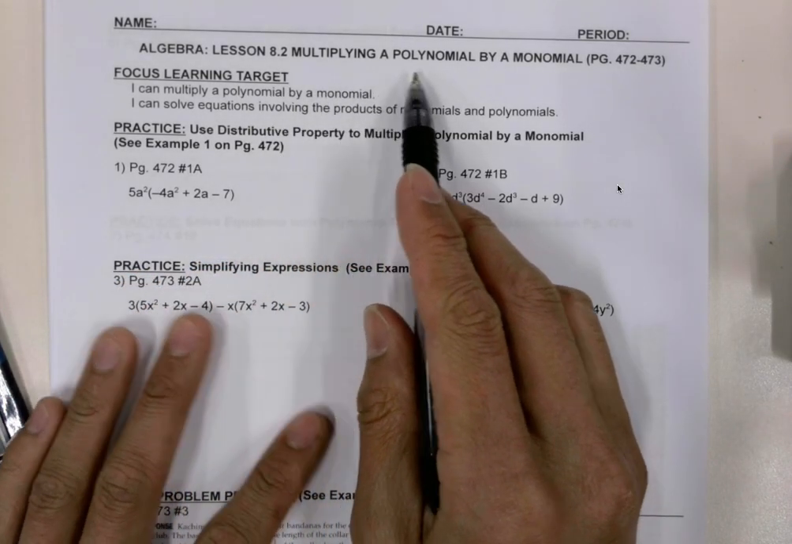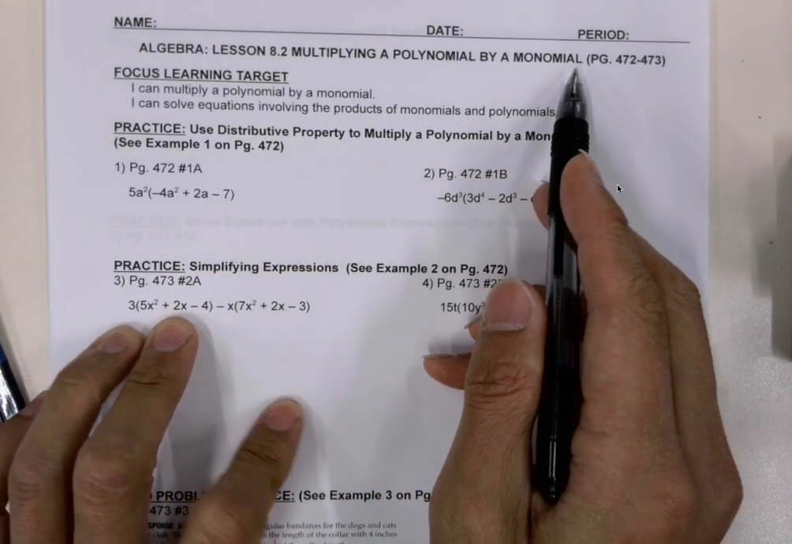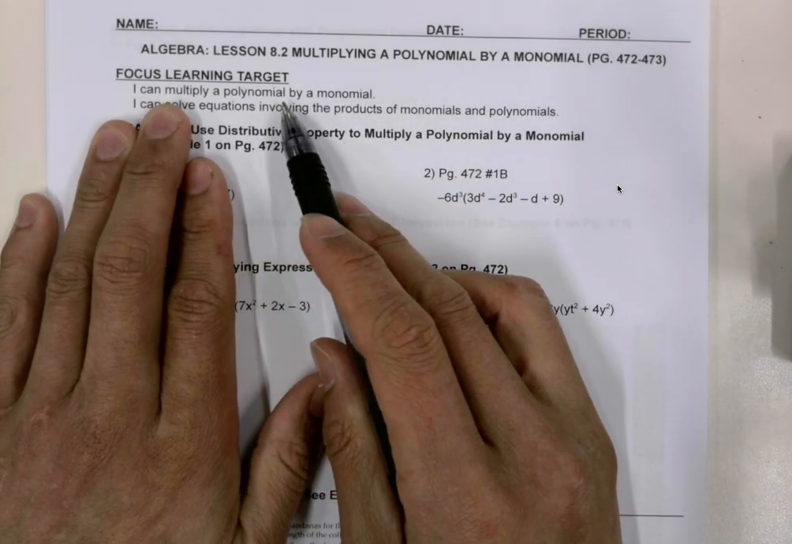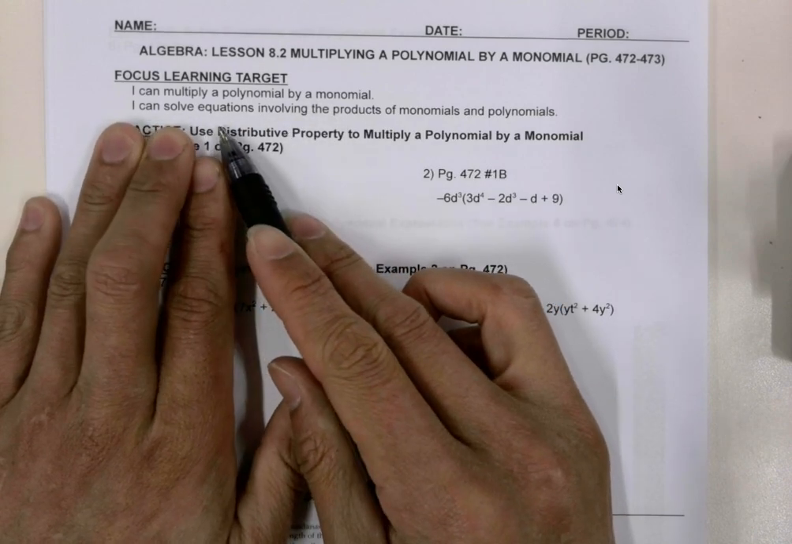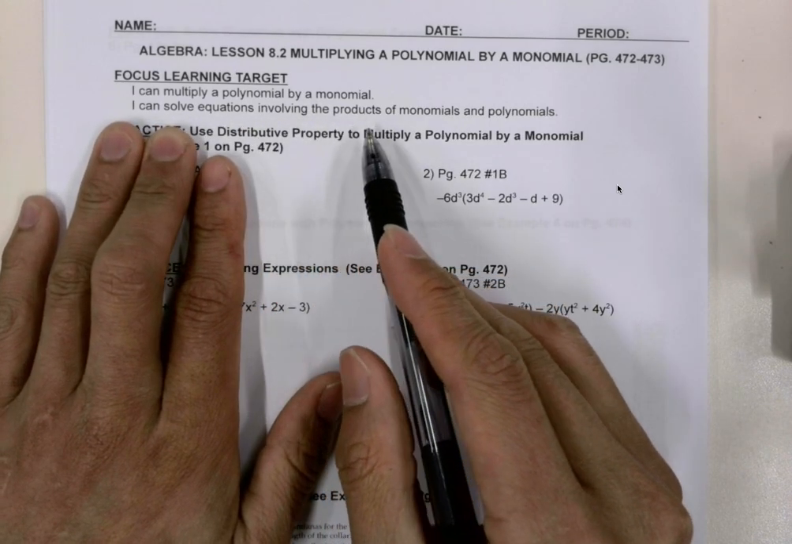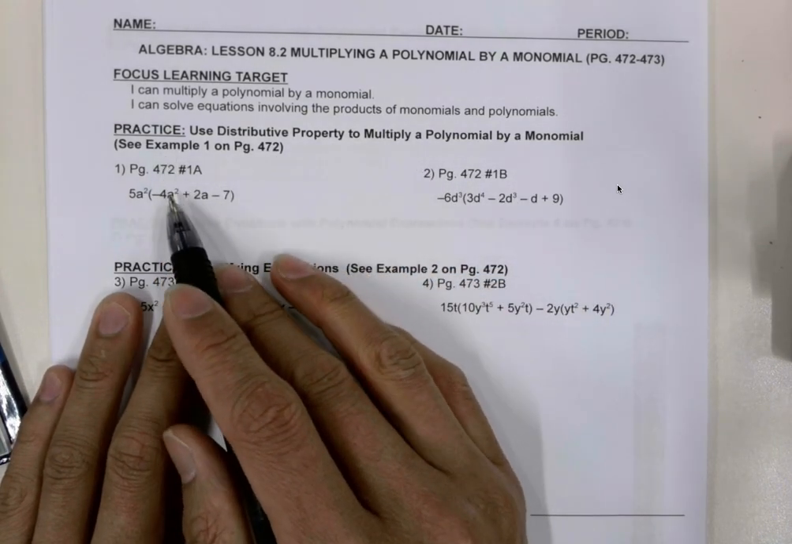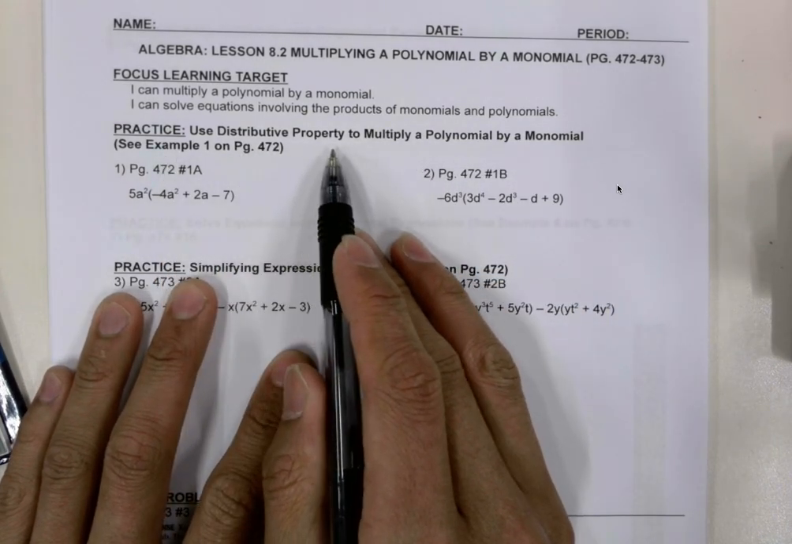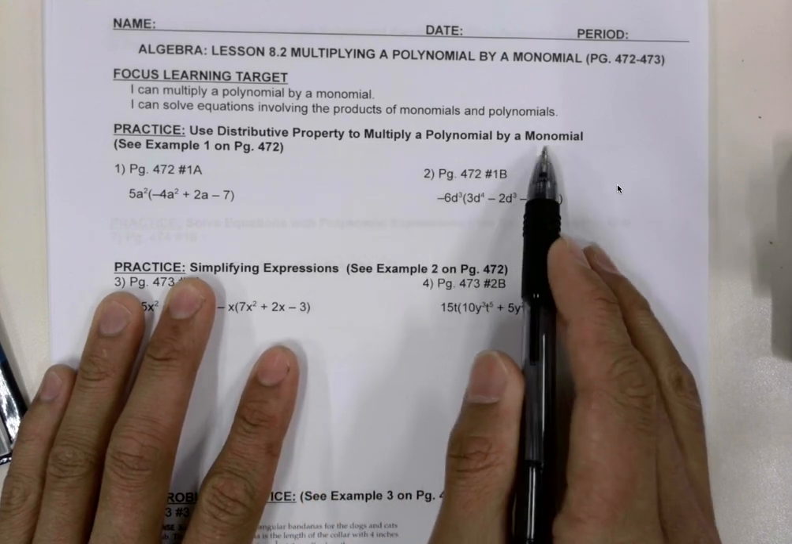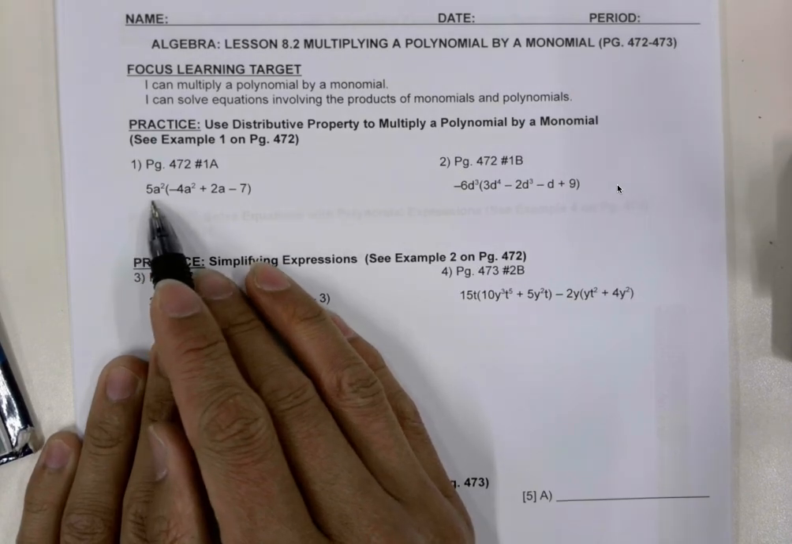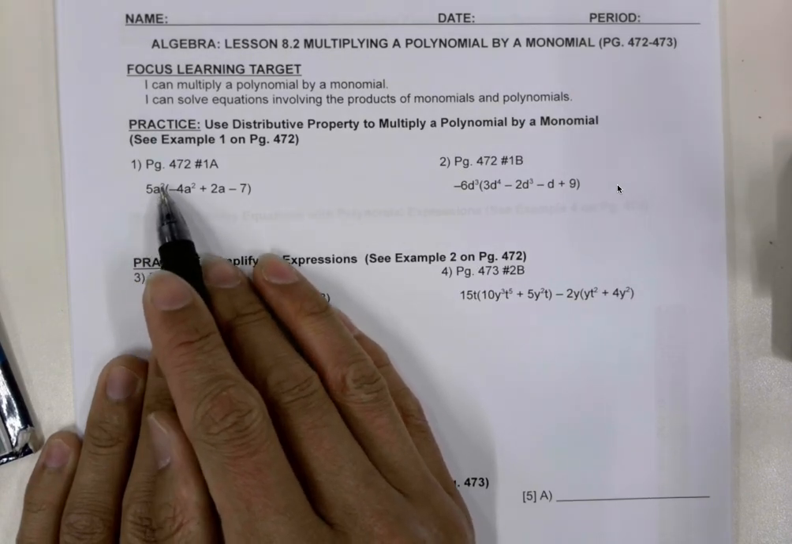8.2 is multiplying a polynomial by a monomial. Focused learning target is I can multiply a polynomial by a monomial, and I can solve equations involving the products of monomials and polynomials. So the first practice problems are to use distributive property to multiply a polynomial by a monomial. In this case, our monomial is 5a squared, 5 times a squared.